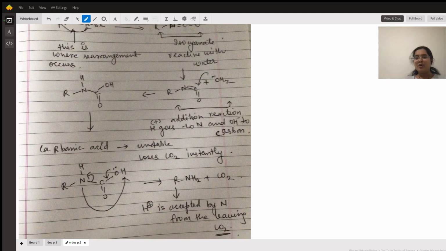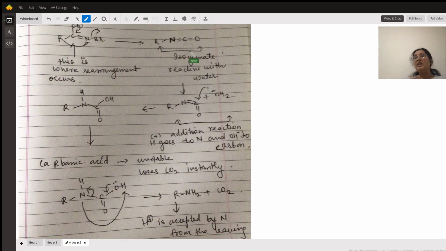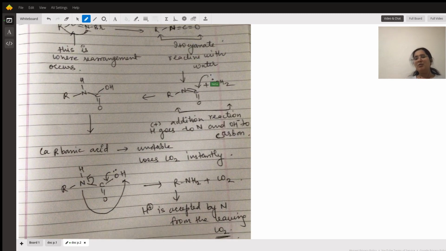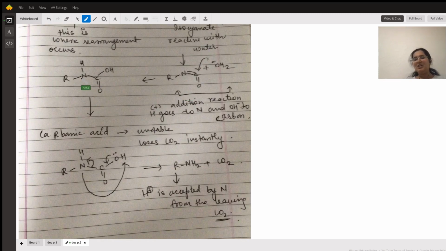an isocyanate group. This isocyanate group in an aqueous medium, in the presence of water, is unstable and reacts with water. The carbon reacts with the water and takes OH minus, because this carbon is bonded to nitrogen, which is electronegative, and oxygen, which is also electronegative, making this carbon slightly positive. So it takes OH minus from the water, and the nitrogen takes H plus to give a species which is RNH C=O OH.